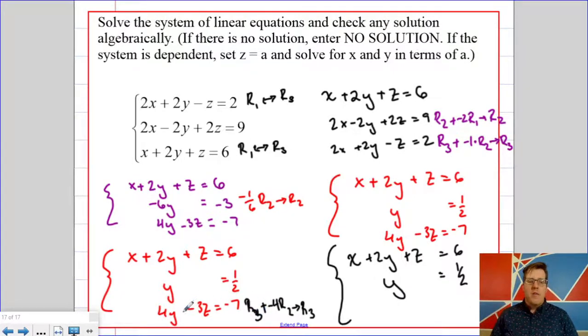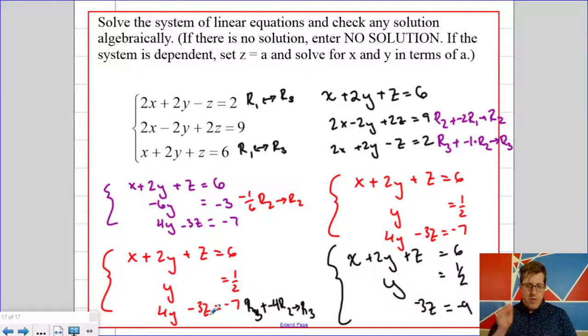You've got to be careful to make sure you write the right stuff here. I'm going to take row 3 and subtract 4 times row 2. So 4y minus 4y's, -3z minus nothing, and -7 minus 1/2 times -4, or 1/2 times 4. So I'm going to end up with -9.